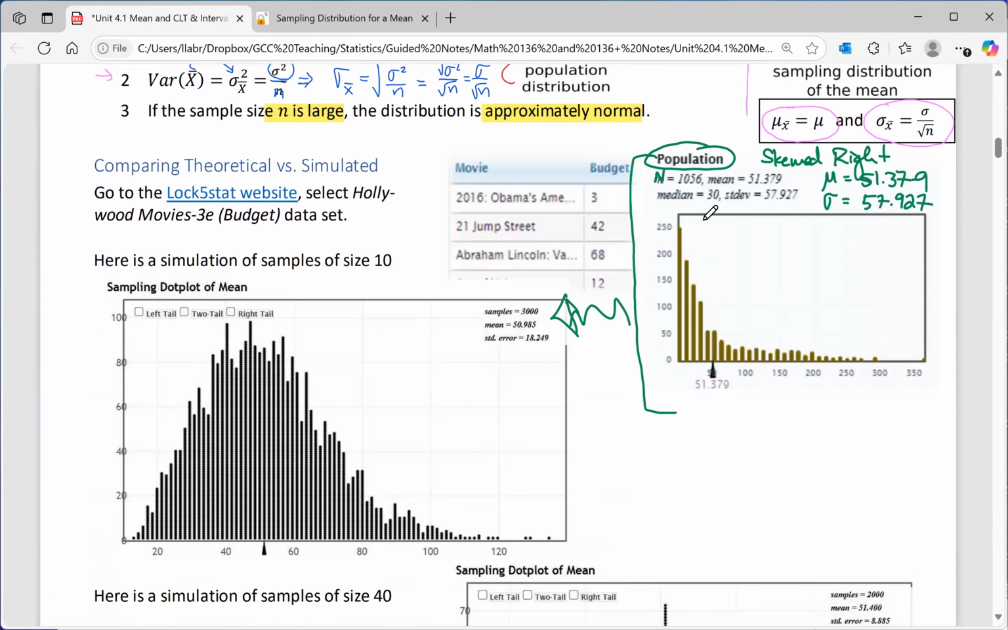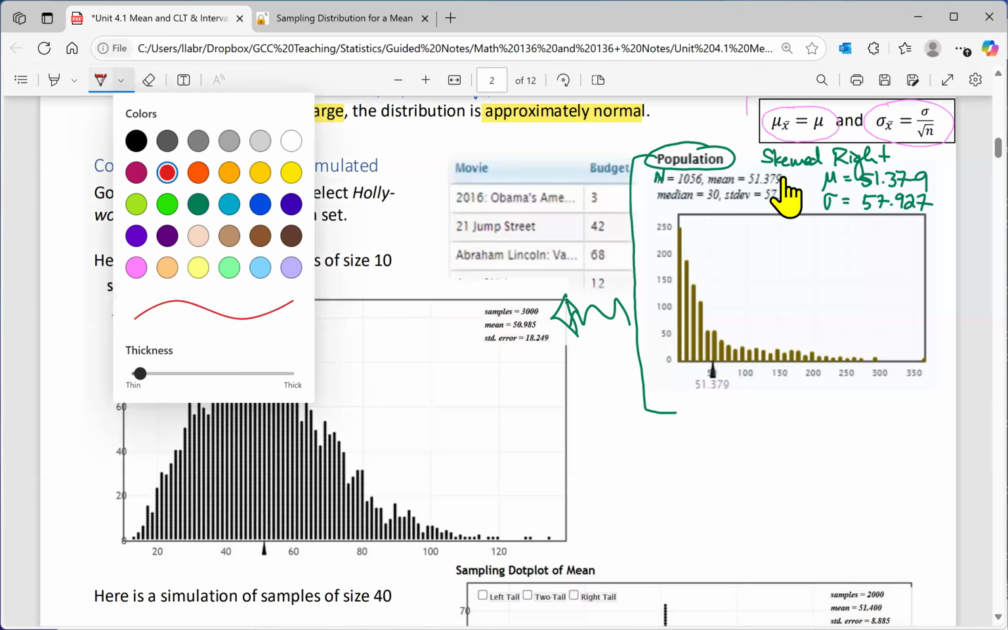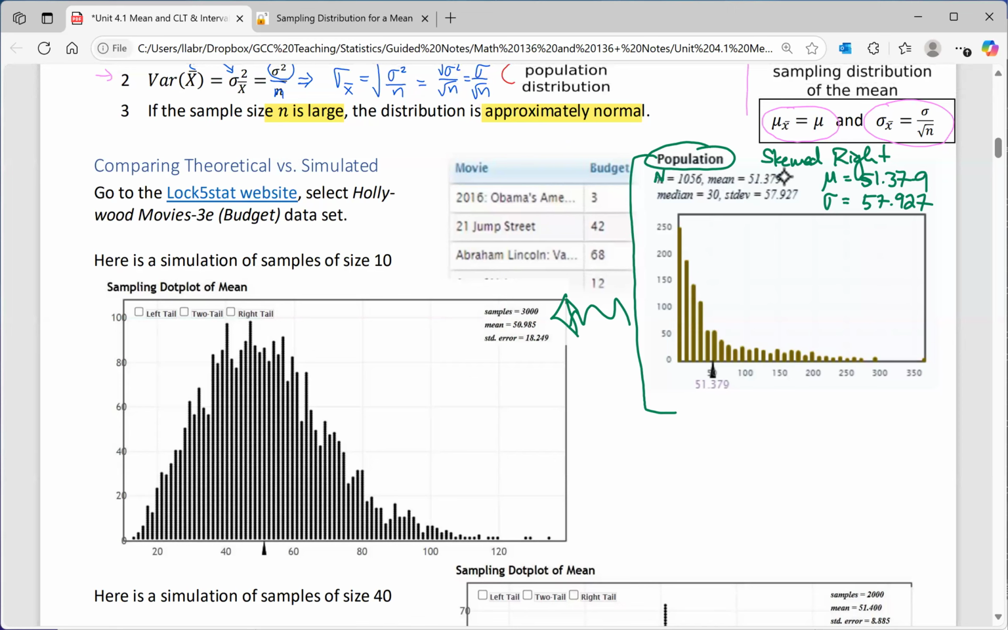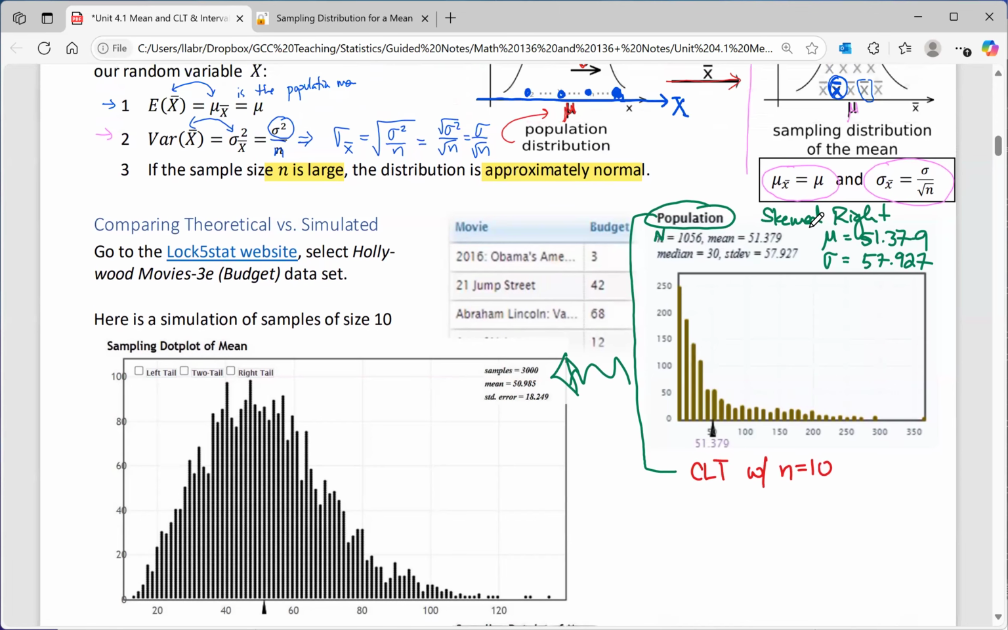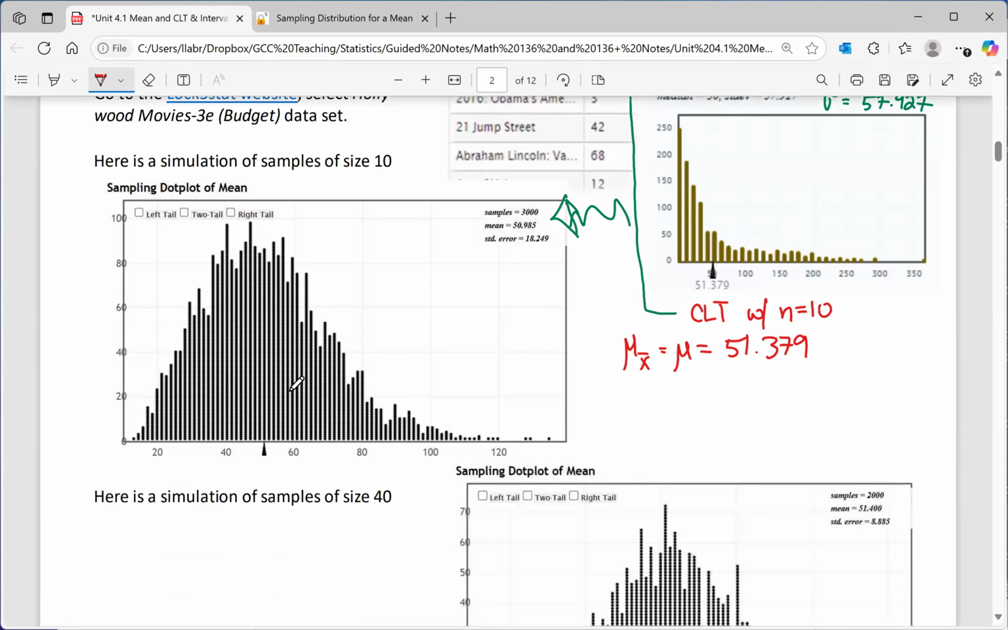If I take a look at my population and I compute the mean according to the formulas, so by central limit theorem, with sample size n is 10, if we go up and revisit the formulas, we observe that formula number 1 says I can tell you the center. The center of your sample means distribution will be the same as the population center, mu. And my population center is in green. It's 51.379.